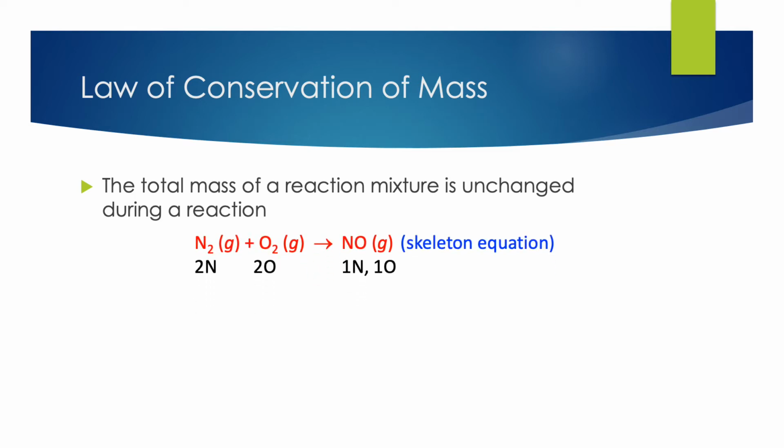So, for example, I may look at a skeleton equation that involves the reaction of nitrogen with oxygen to form nitrogen monoxide, NO. Okay, this is the skeleton equation for it. And knowing that I can't create or destroy any atoms as part of the chemical process, all I'm doing is rearranging the electrons, I would look at this and say, well, I've got 2 nitrogen atoms on the left-hand side and 2 oxygen atoms on the left-hand side, but on the right-hand side I only have 1 of each. So there's something that's not quite right. I'm missing some matter that should be there.